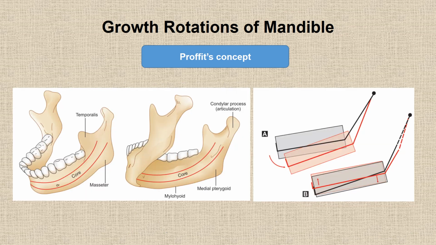Okay, so this is the core of the mandible, whereby it carries the inferior dental canal, and the rest are the surrounding matrix. And so here is a diagrammatic representation. This is a matrix rotation whereby the focus is on the condyle, and this is an intramatrix rotation whereby the focus is within the body of the mandible.